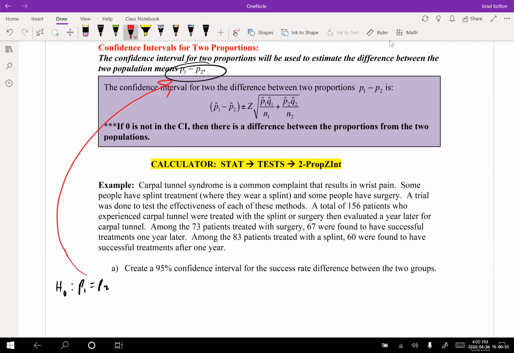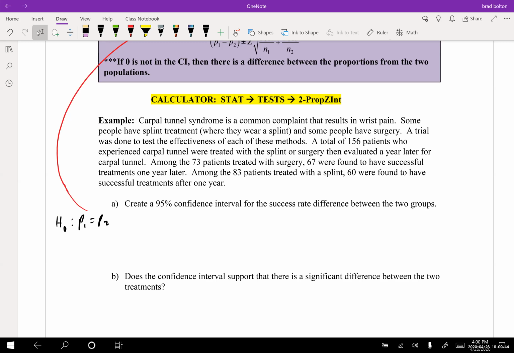So if P1 minus P2, if the null is true, then that means that equals 0, right? If the null isn't true, then that means it does not equal 0, okay? So if we're just trying to find out a difference, that means the alternate is P1 minus P2 does not equal 0. Think about that. Because if P1 equals P2, this means that P1 minus P2 does equal 0, right? So just think about that for a second, okay?